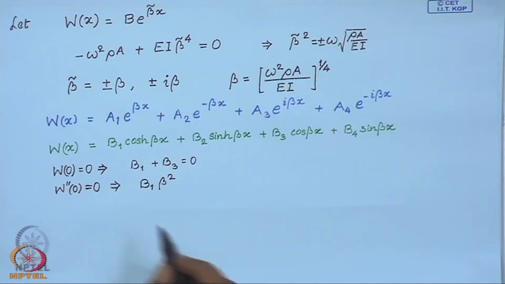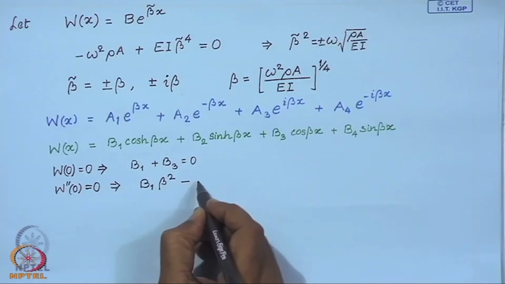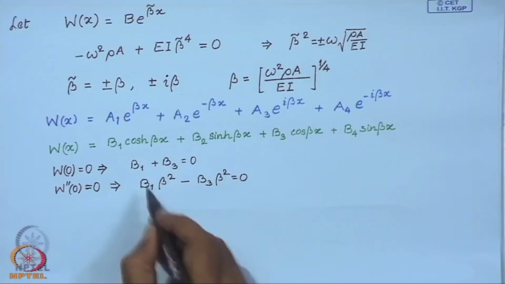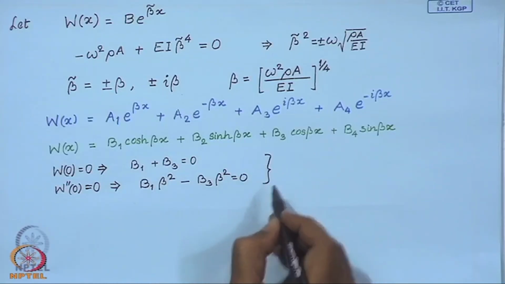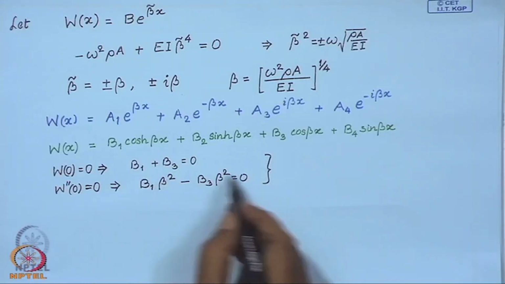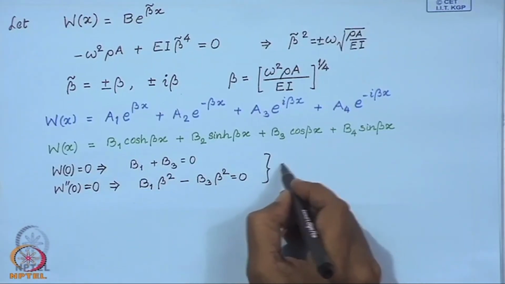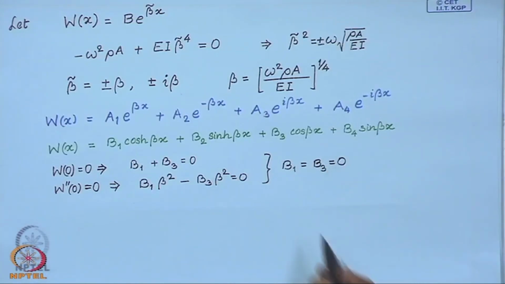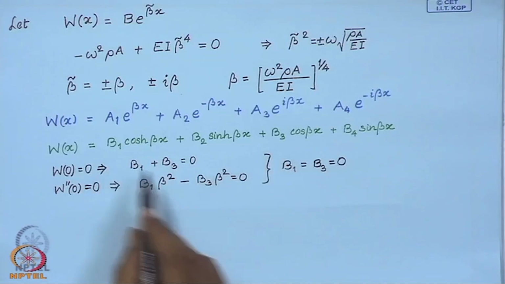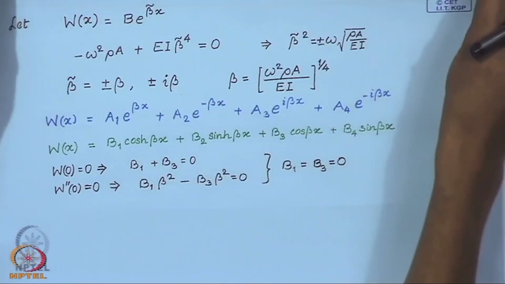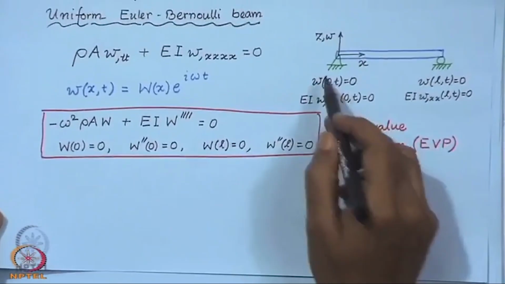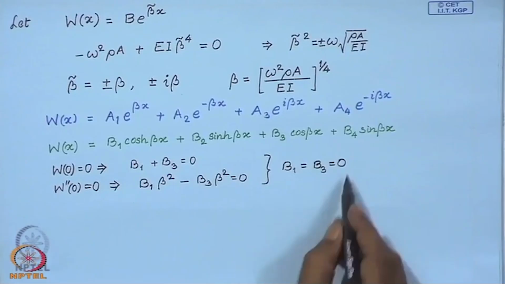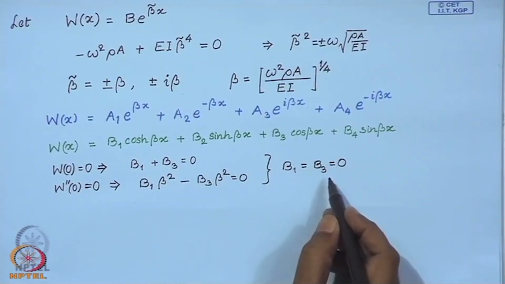So, if you put x as 0, these are the two conditions in terms of b1 and b3, and you can easily infer from here that b1 and b3 must vanish, since we are considering the boundary conditions of a simply supported Euler-Bernoulli beam. So, b1 and b3 vanish.